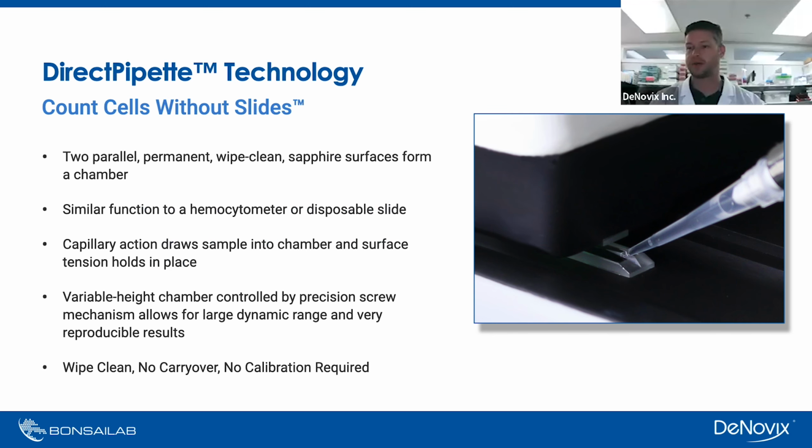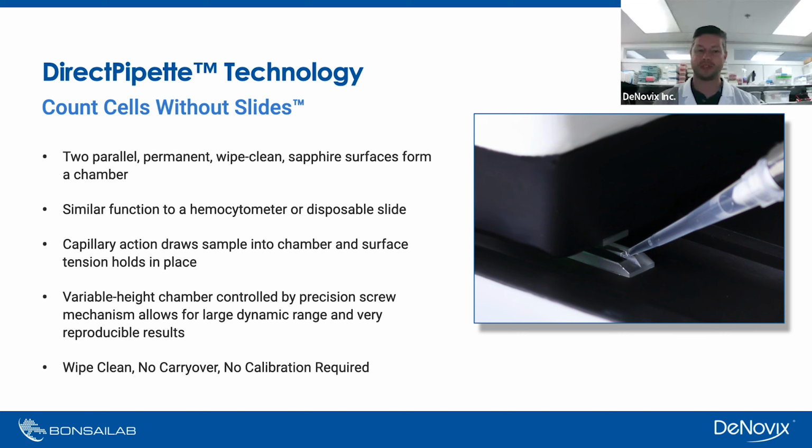Right, so switching back to our presentation here, just going to talk a little bit more about the features of DirectPipette Technology. That means that we have 2 parallel permanent wipe clean sapphire surfaces that form a sample chamber that you load your cells into. If that sounds very similar in function to a hemocytometer, that's because it is. So the capillary action of the pipette loading the cells draws them into the chamber very evenly, and surface tension holds that sample in place.